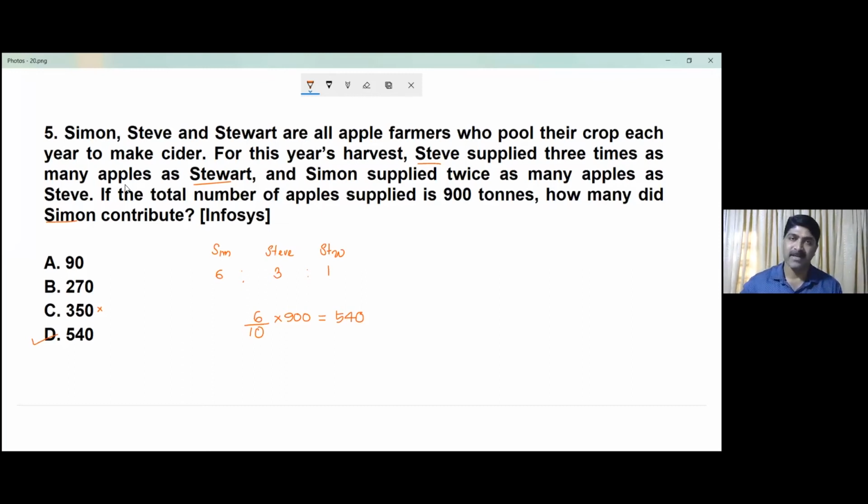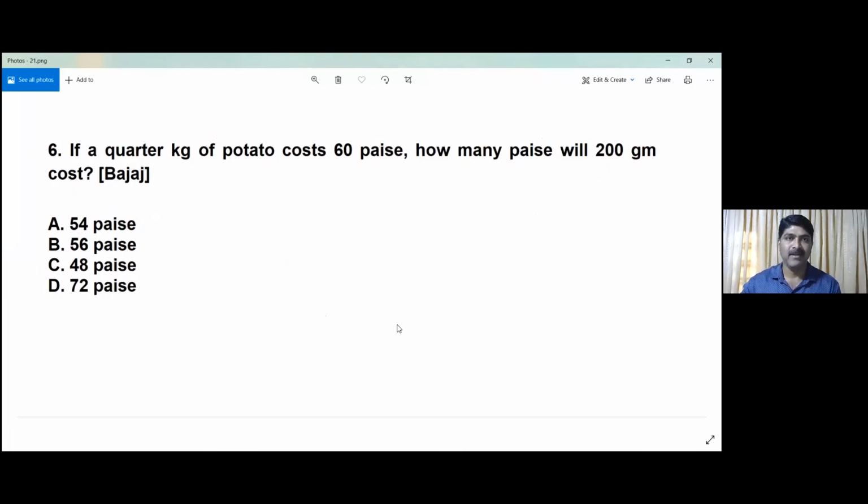Okay, good. Almost all the students answered correctly. Very good. Yeah, it's another very easy question. It's from Bajaj, but in the southern region, very rarely only.